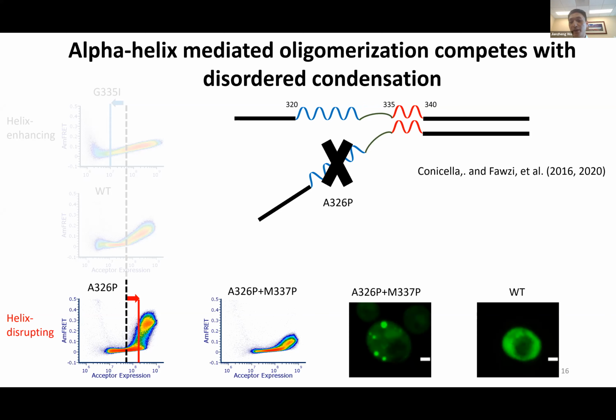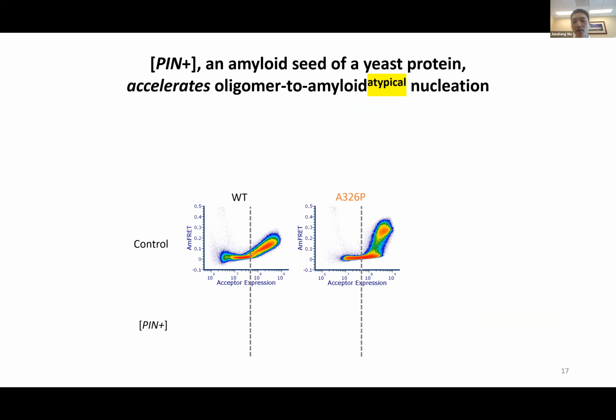From this, we conclude that in cells, the oligomerization is mediated by the alpha helix, and the oligomerization competes with the formation of liquid condensate. Next, we continue to explore the comprehensive picture of its aggregation pathway, especially the amyloid. To increase the chance of capturing the amyloid states, we take advantage of the presence of an endogenous amyloid seed called PIN+ in an isogenic yeast strain, which can promote amyloid formation of LCD.